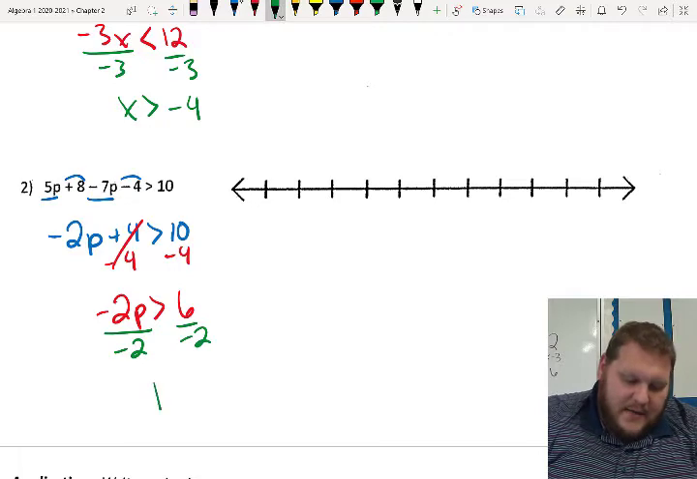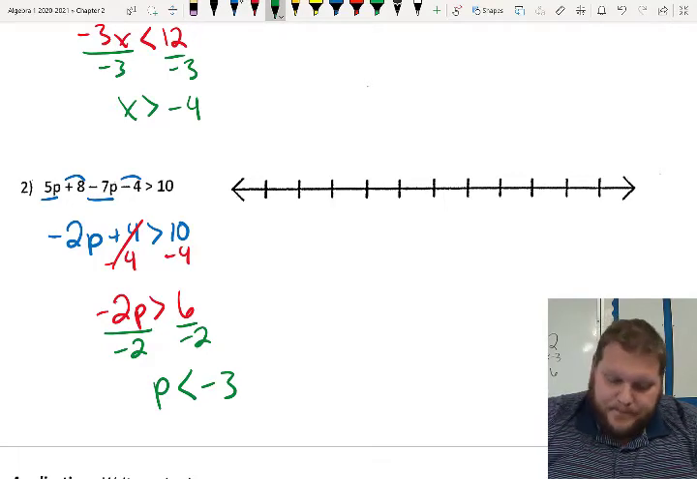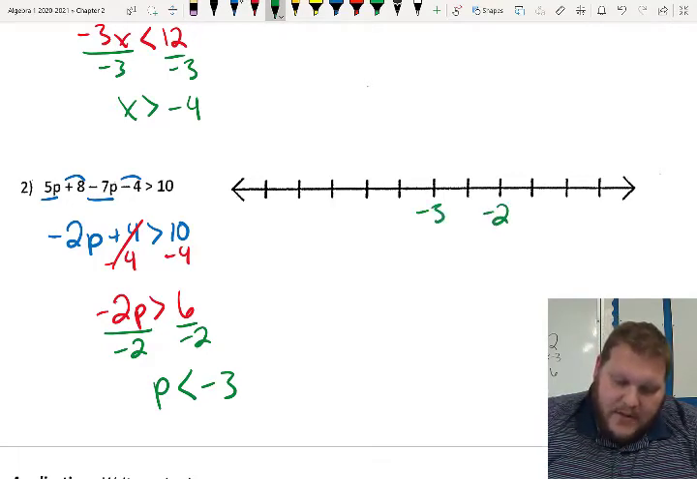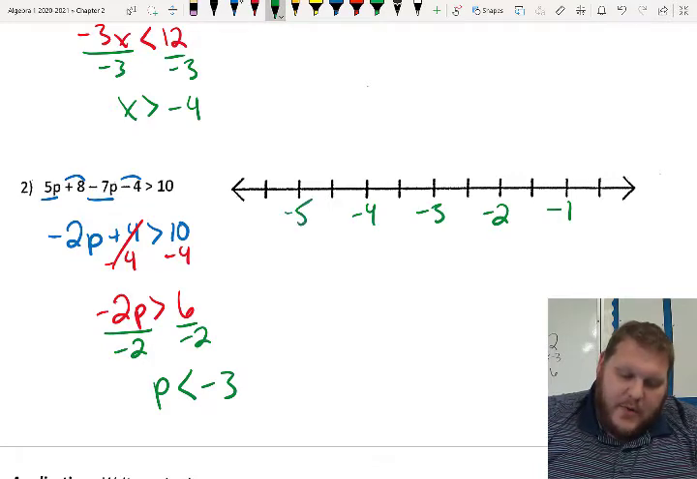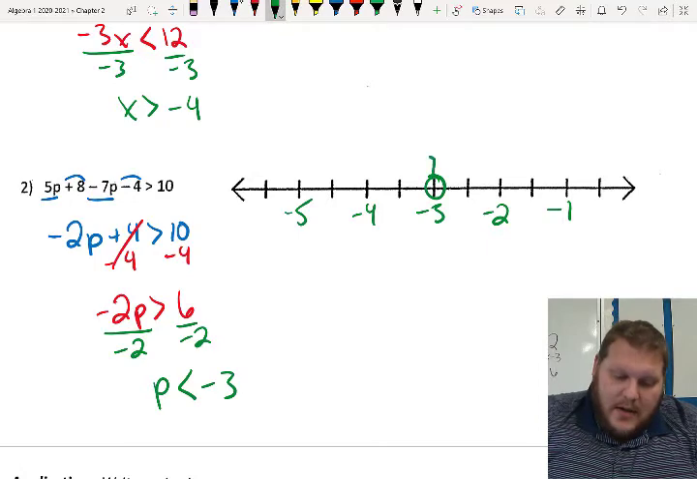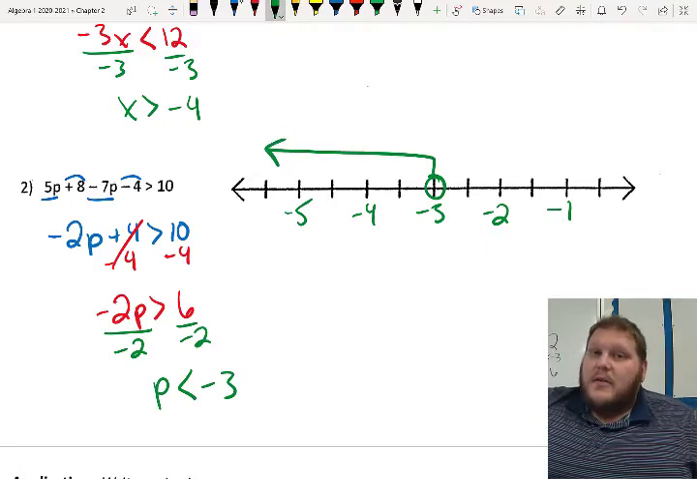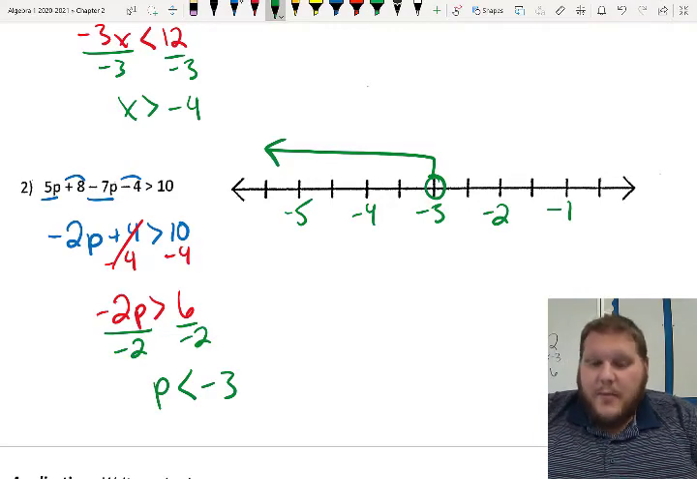This one is a negative, so my inequality flips directions, and I end up with p is less than negative 3. So negative 3, negative 2, negative 1, negative 4, negative 5. It's going to be an open circle at negative 3 because it was just less than, and less than goes to the left. And that's pretty much it for the regular equation, or the inequality solving process.